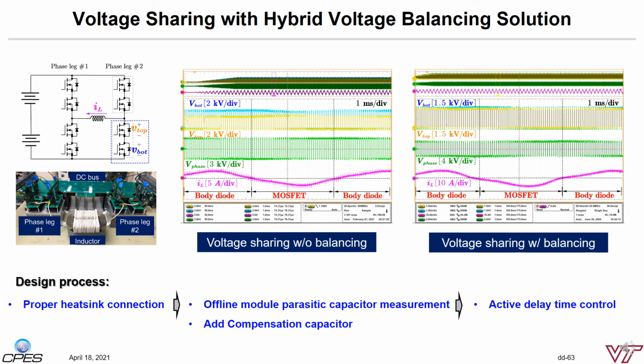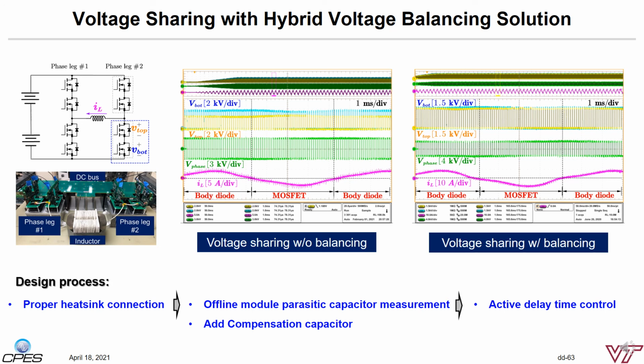In the other half of the line cycle, when MOSFETs are turned off, the voltage sharing results vary with AC current level. On the right-hand side, it shows the test result with the proposed voltage balancing approach. The voltages across the two series connected devices are controlled very close to each other during the entire AC period, indicating an effective performance.